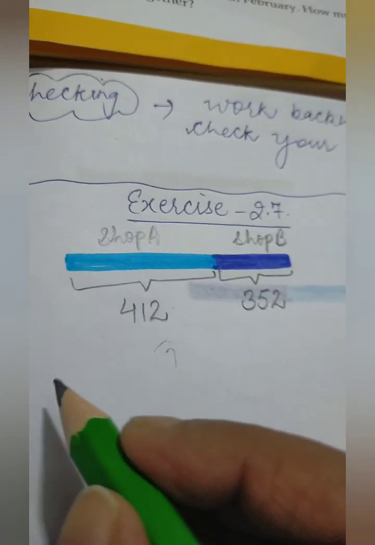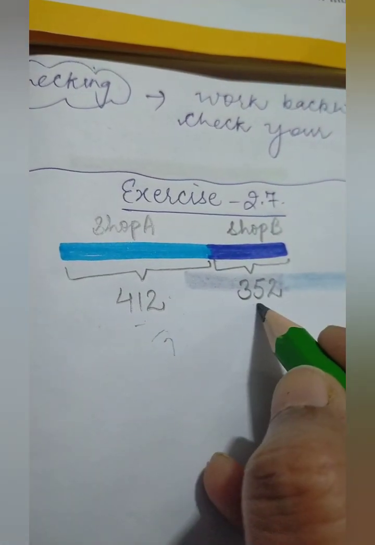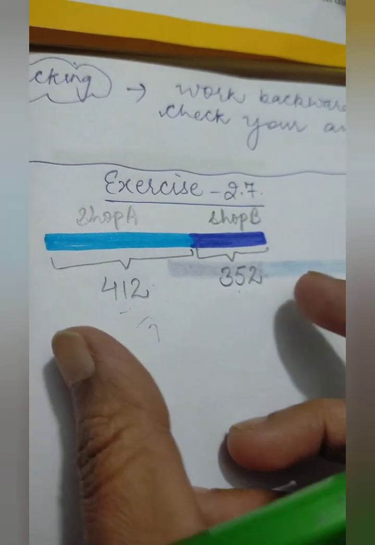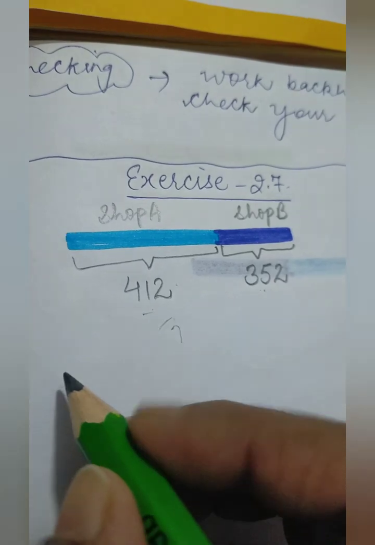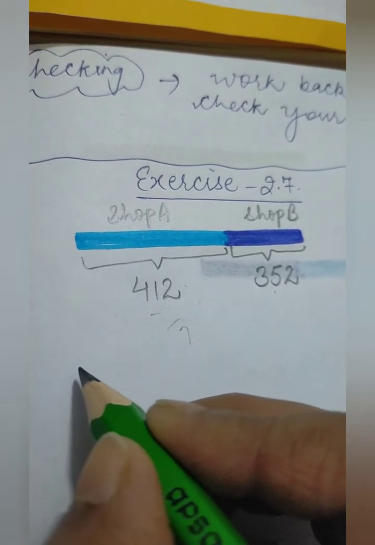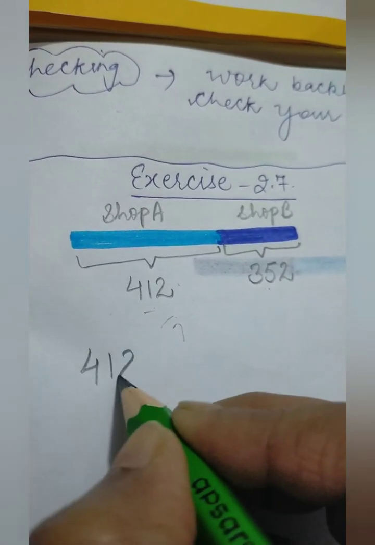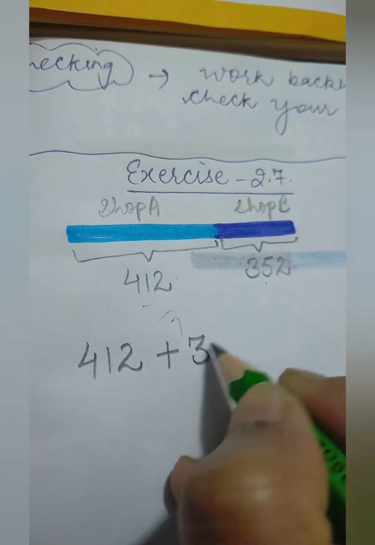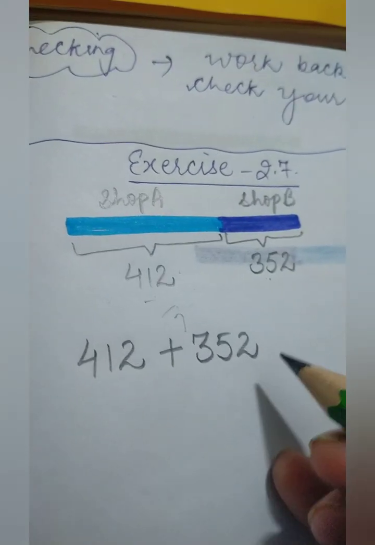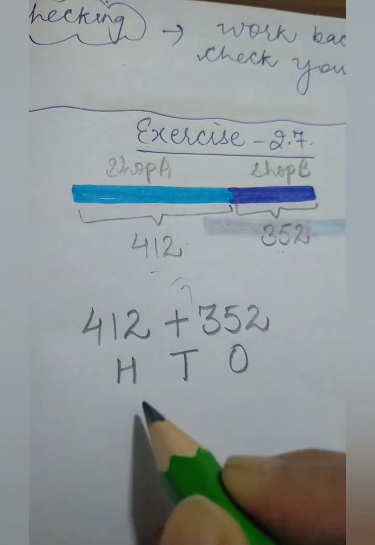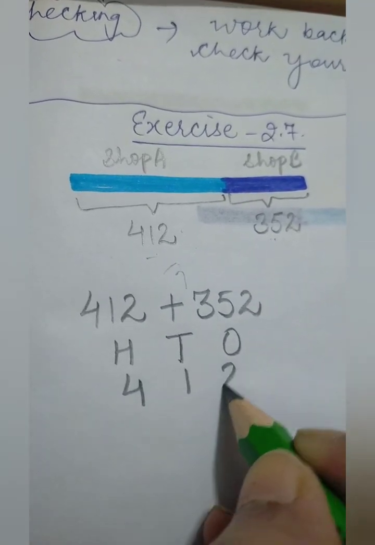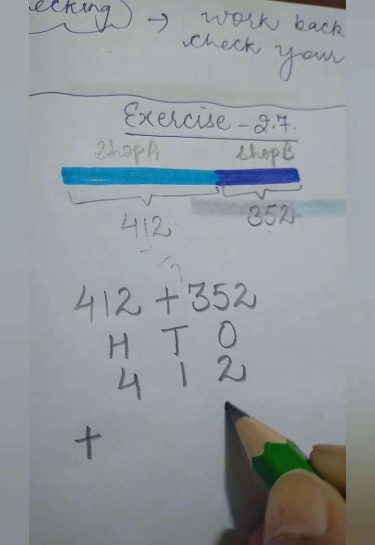So what will we do? All together means we have to find the whole part. Whole means total. Now we will write the statement for this: 412 plus 352. Now we will add this: ones, tens, hundreds, 412 plus 352.